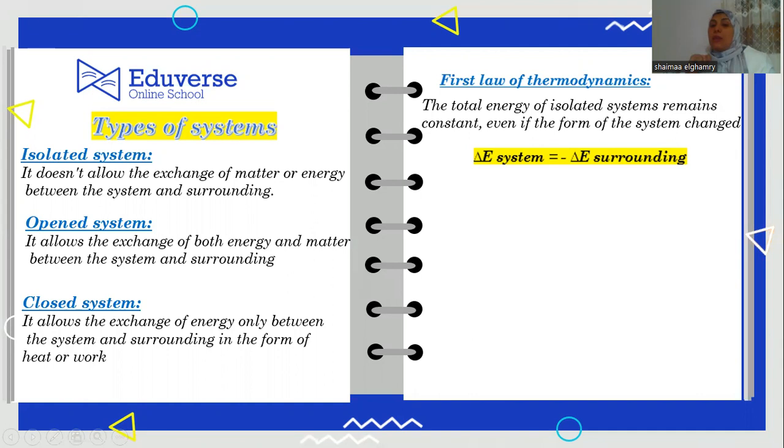Here we have a very important law, which says that the change in energy of the system should be equal to the change of energy in the surroundings, but with what? With opposite sign. Why? Because when the system loses an amount of energy, the surroundings gain this amount of energy. So the system loses, but the surroundings gain the same amount of energy, with opposite sign. If the system gains, the surroundings lose, and so on.